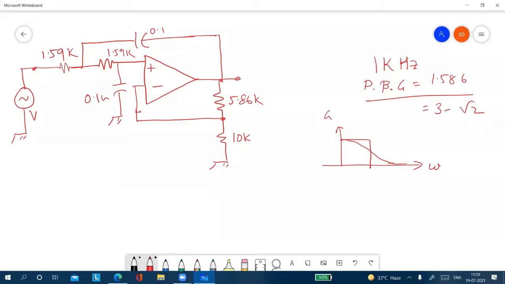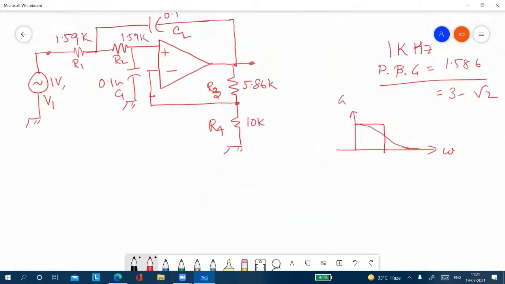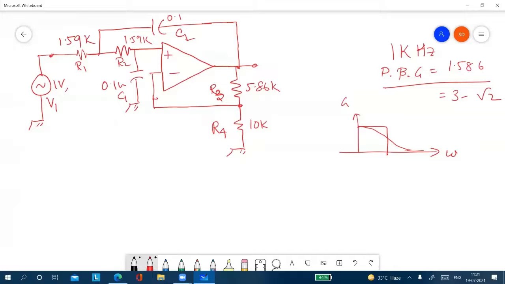Let the name of the AC signal be V1, and its magnitude is 1 volt. All right. Let this be R1, this is R2, this is C1, or you can say C2. This one is RF, or you can write R2 also. You can write this is R3, it's R4. So this is not required. Okay, now let us analyze.